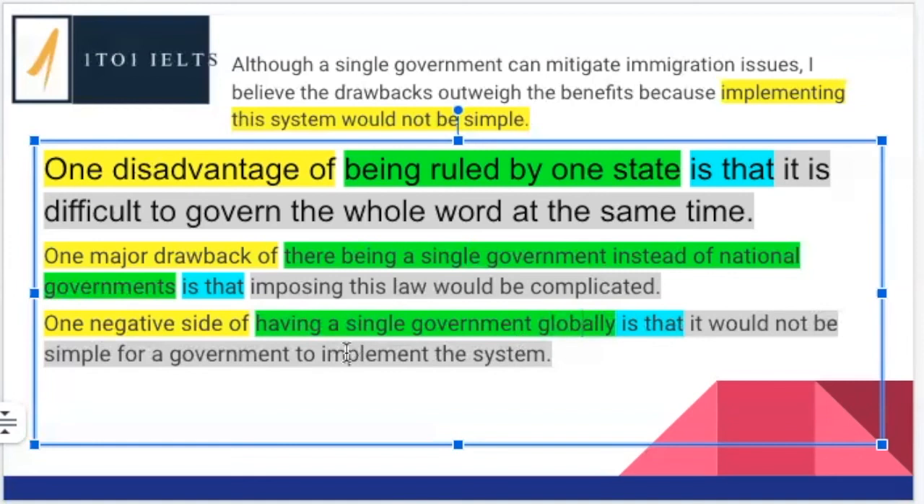Rio said, could we have a negative side of globally having a single government? No. The globally would come after this gerundial phrase. Okay, so don't put it before the gerund, put it at the end of it, the gerundial phrase. So put it at the end here.